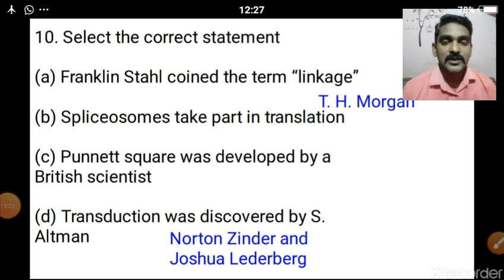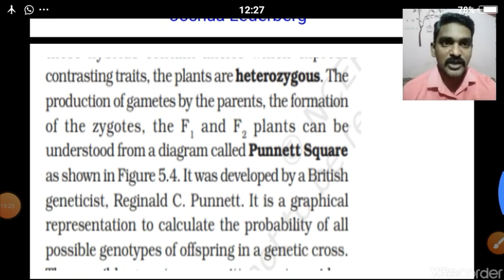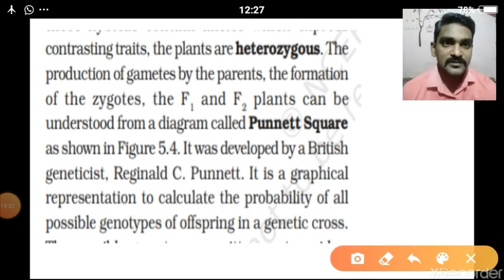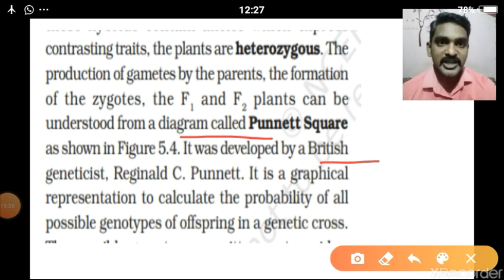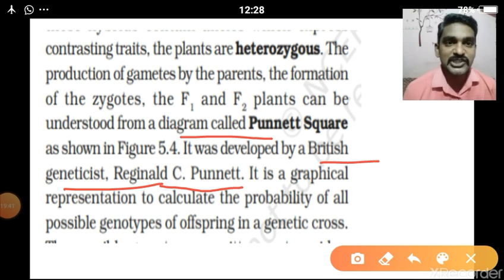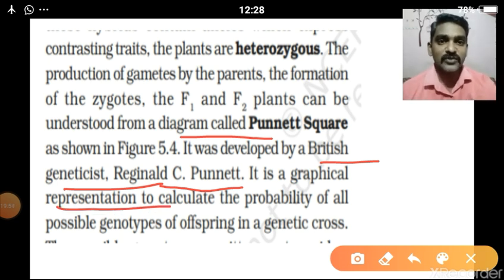Whereas if you see option C, Punnett square was developed by a British scientist. So this is the right option. This is also directly from the NCERT book. You can see the Punnett square was developed by the British geneticist, and his name is Reginald C. Punnett. Maybe in the next examination they can ask the name also. So remember, Reginald C. Punnett is the British geneticist. He gave this Punnett square. What do I mean by Punnett square? It is a graphical representation for what?